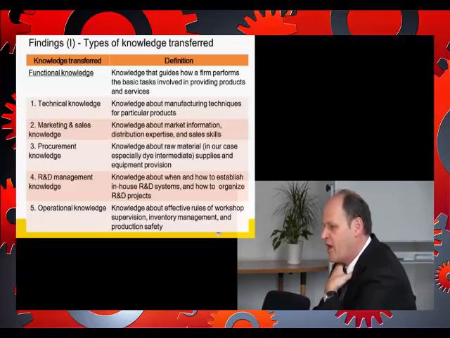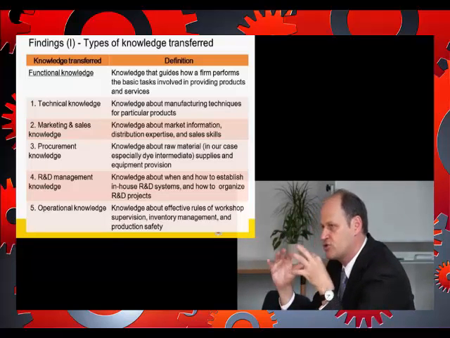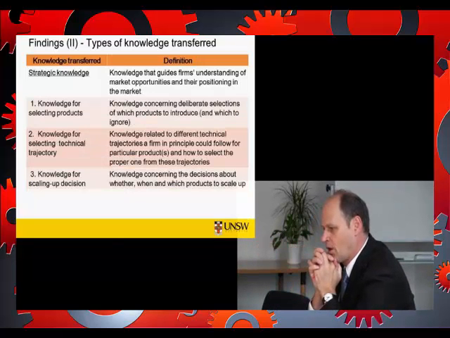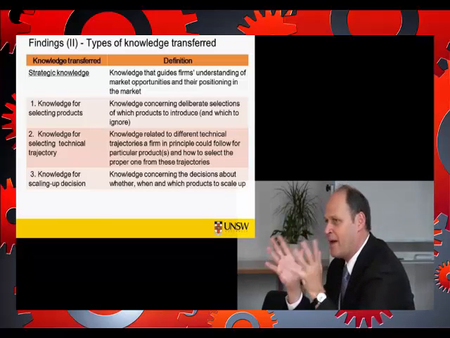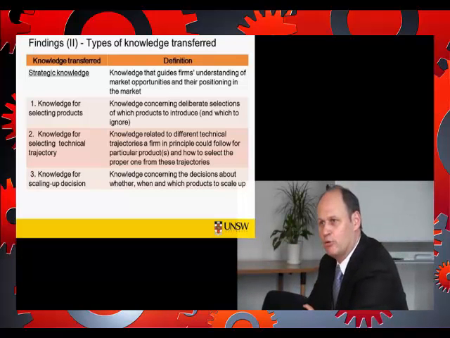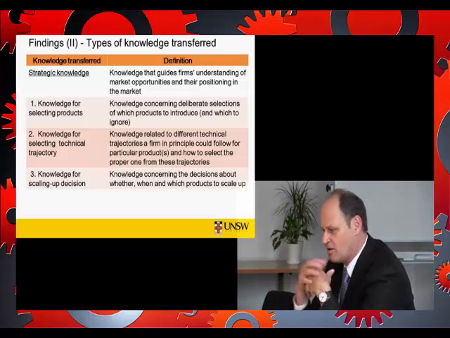And then the second category of knowledge that emerged as we were coding and analyzing what the people were saying to us, we call this strategic knowledge. And let me tell you what we mean by this. Knowledge that guides firms' understanding of market opportunities and their positioning in the market. So I may be the chemist, and I may make a blue reactive dye, but I may have absolutely no clue about whether the market is big for this and who is going to buy this. So this is market knowledge.